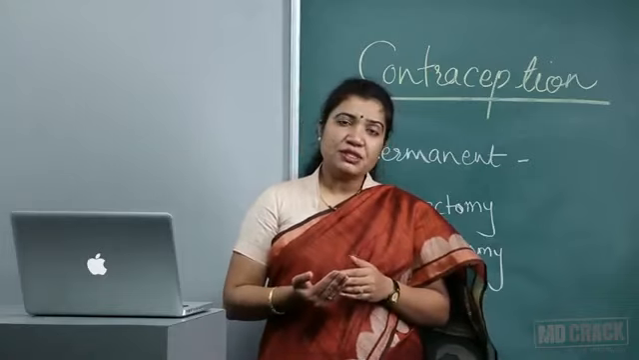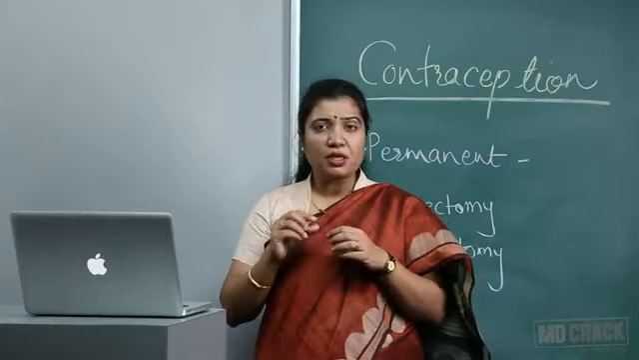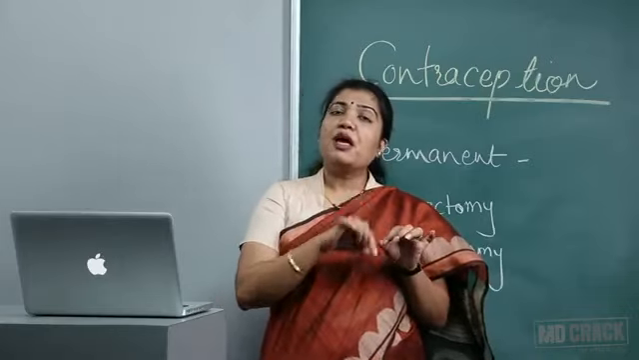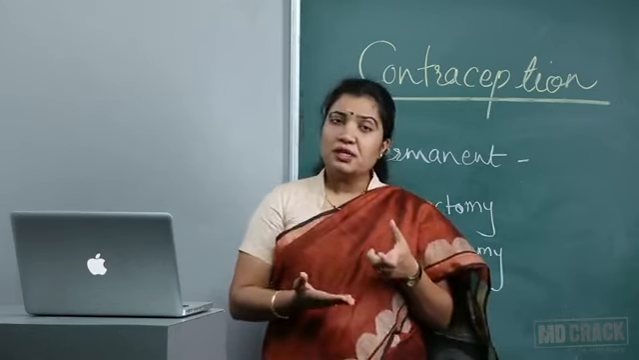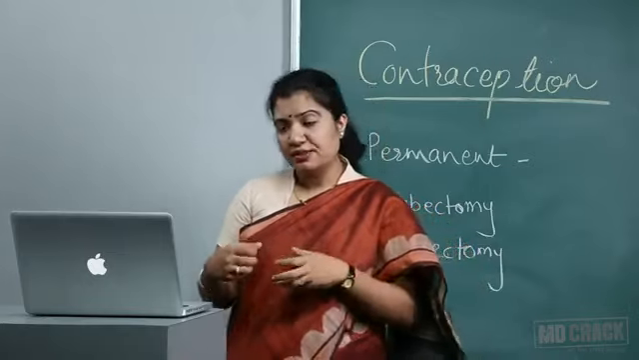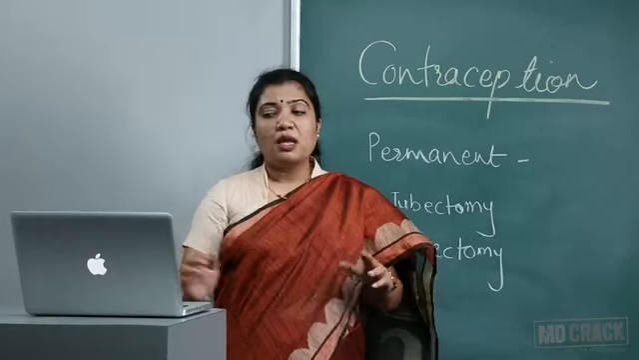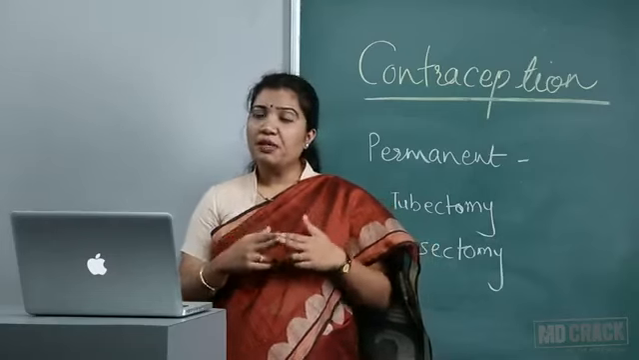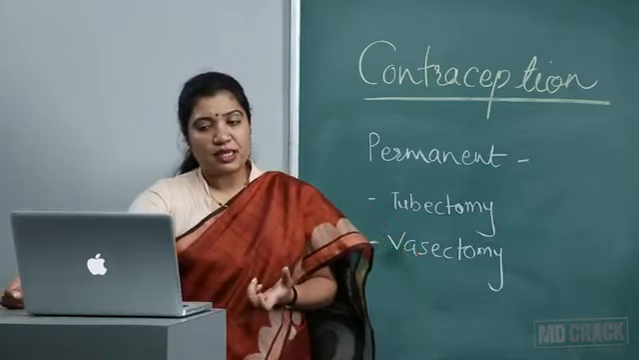Modified Pomeroy: it is suggested that when we form a loop and tie it with absorbable suture material, we can have one more tie at the medial end with non-absorbable material. That will increase its effect further. Madlener's technique: the failure rate is 1.5 to 3%. The loop is not cut but just crushed and tied with non-absorbable suture material, that is black silk. Because it is not cut and just tied, the chances of recanalization may be a little high, so the failure rate is a little on the higher side.